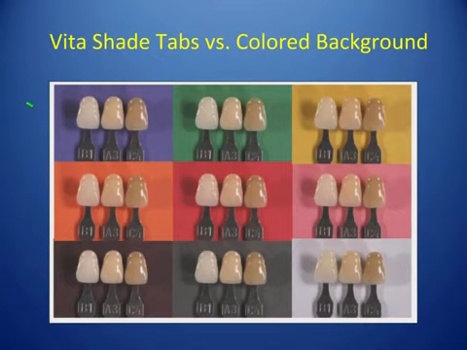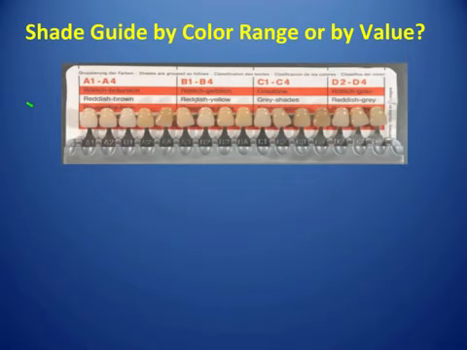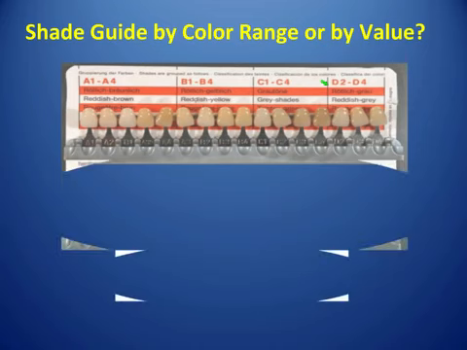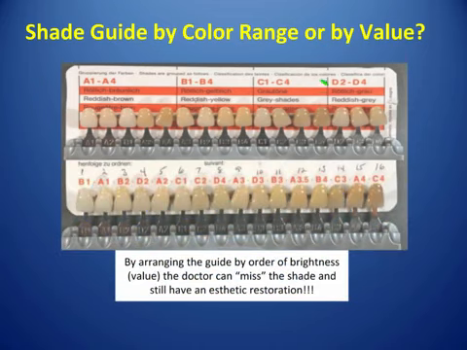I would encourage you guys as groups not to arrange your shade guide the way we've been taught in school, and that's by color, right? So A, B, C, and D ranges. In practicality, we should be arranging our shade guide by increasing order of value. This information can be found on the back of your shade guide, but the appropriate order would be to arrange from B1, A1, B2, all the way through, reading left to right here. This gives us the best opportunity to miss the shade, but still have an acceptable match.